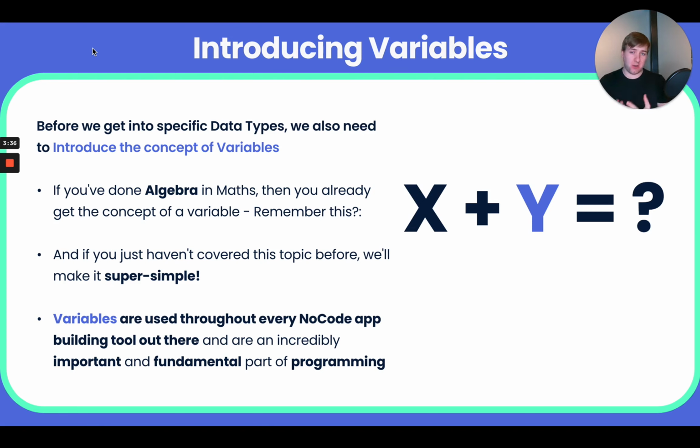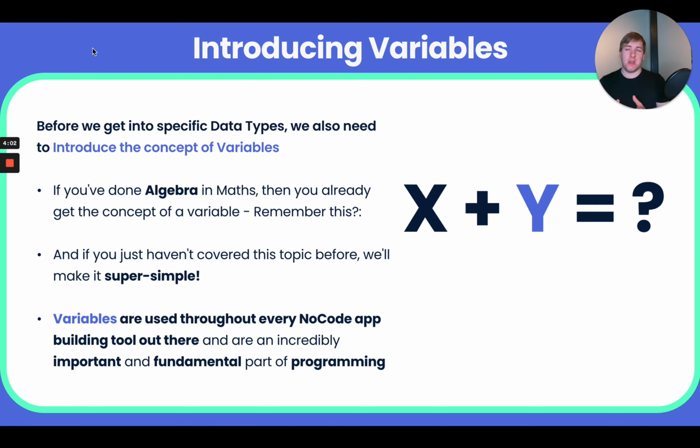So if you already know algebra and you've worked with that before, you'll probably get this pretty intuitively. If you haven't, or like me, you weren't very good at math, then don't worry, we'll make this really, really simple. But the one thing to keep in mind about variables before we get into them is they are prevalent in almost every single no-code app ever. It is very hard to build anything other than the simplest of the simple without code. Without using variables, it's really difficult to avoid using variables.